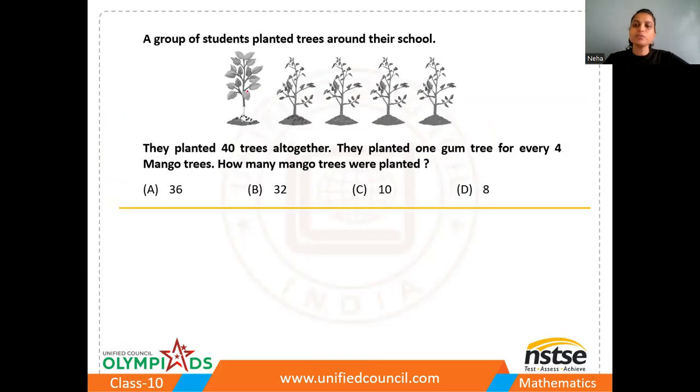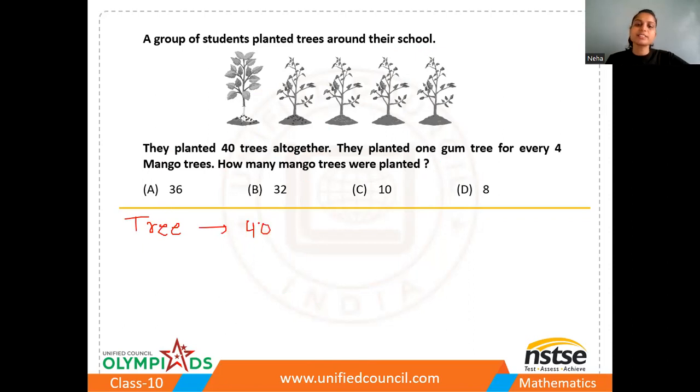Alright, let's jump to the next question. A group of students planted trees around their school. They planted 40 trees altogether. They planted one gum tree for every 4 mango trees. So how many mango trees were planted? How many total trees are they planting? 40, right? The total number of trees is 40.